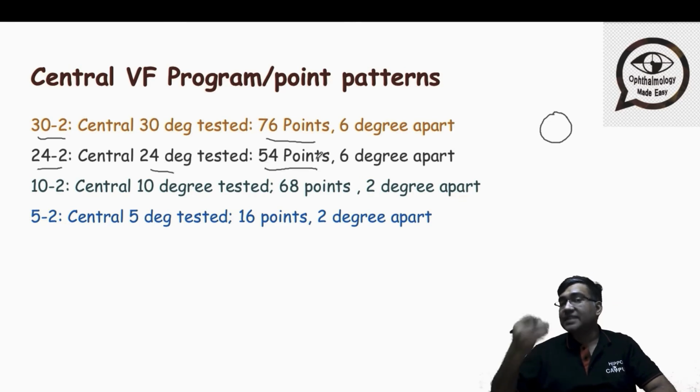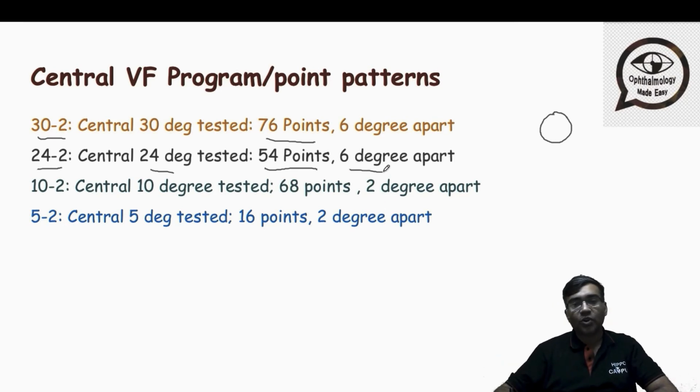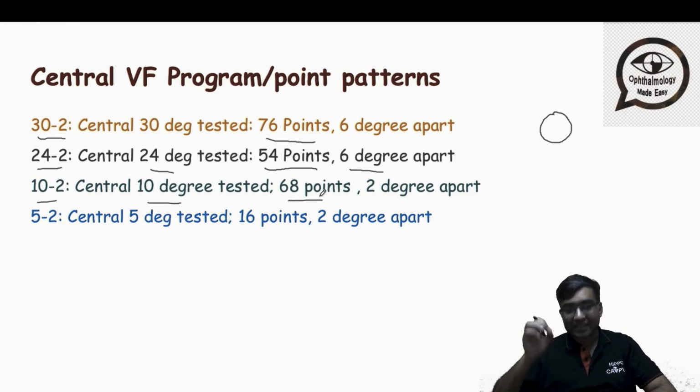So as we test fewer points, it is a bit faster, and the 2 points are 6 degrees apart. Similarly, we have 10-2, where the central 10 degrees is tested, but remember, the number of points tested in central 10-2 is more than what we do in 24-2, so it is sometimes even longer than the 24-2. It basically tests 68 points.